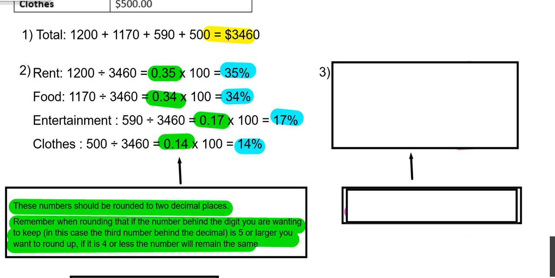Now that we have our decimals, we can multiply each of them by 100 to get what percentage of our circle would be represented by that category. So rent would be represented by 35%, food by 34%, entertainment by 17%, and clothes by 14%. Now that will conclude what step 2 requires.